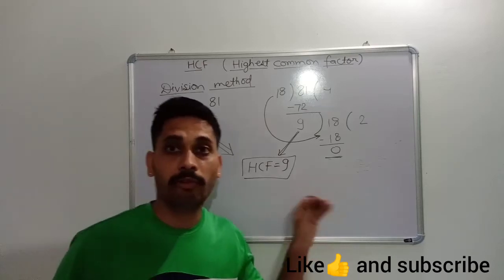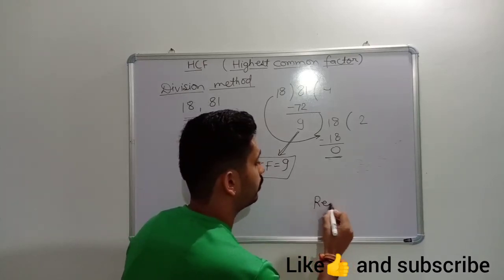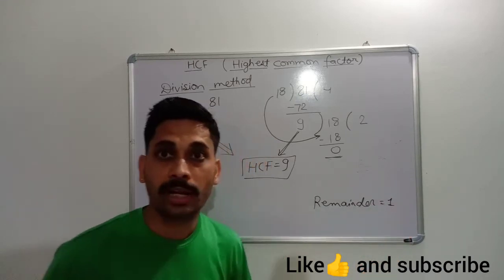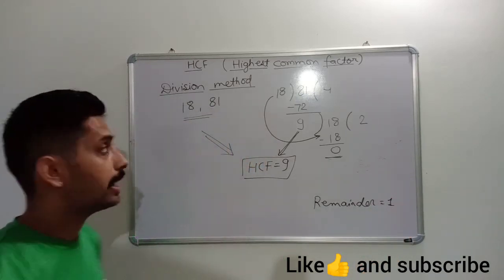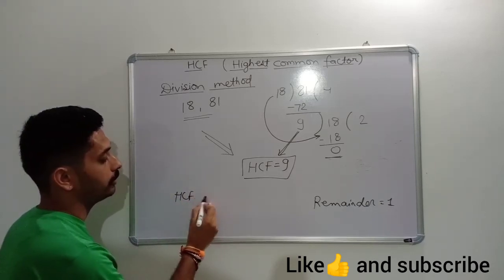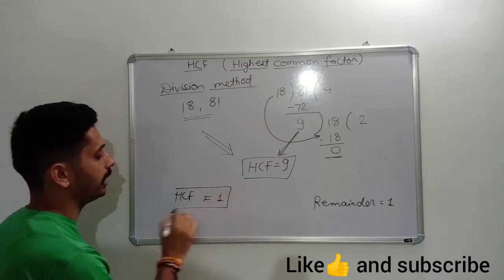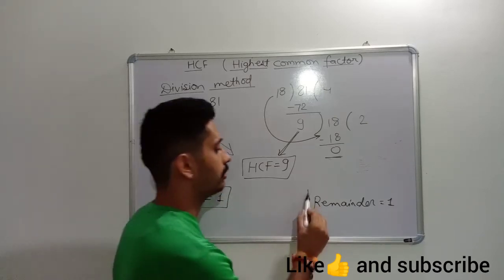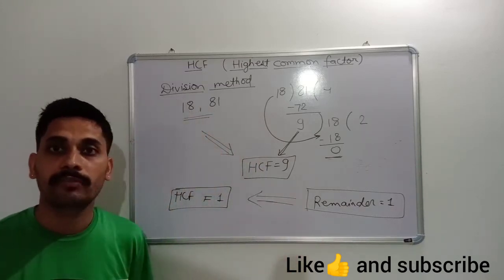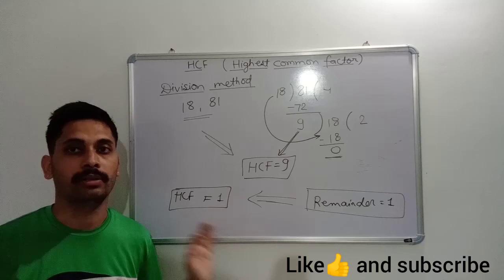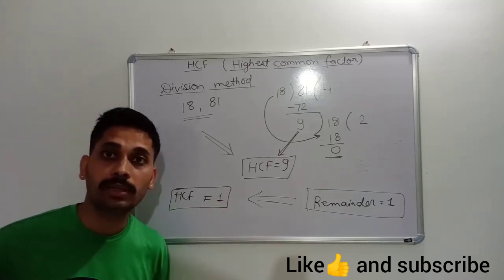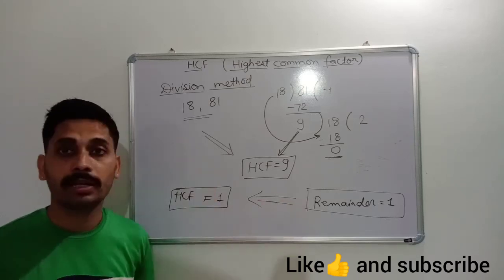But if you are getting remainder equal to 1, remainder अगर 1 आ रहा है, in that case the HCF of the numbers is also equal to 1. When the remainder is equal to 1, then the HCF is also equal to 1. जब remainder 1 आएगा, then the HCF is also equal to 1. Okay, समझ में आया? Can you give me an example in which you will get remainder 1?